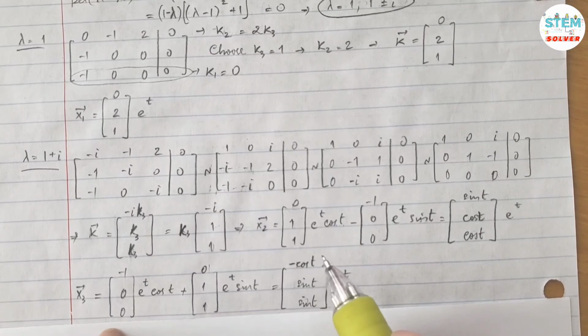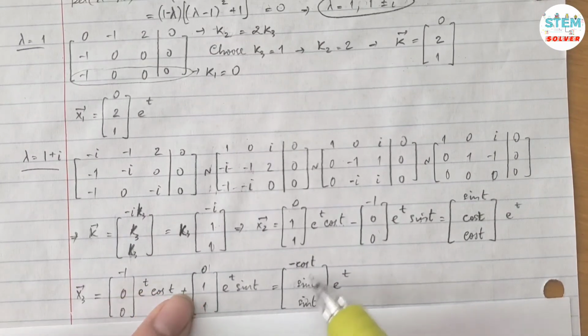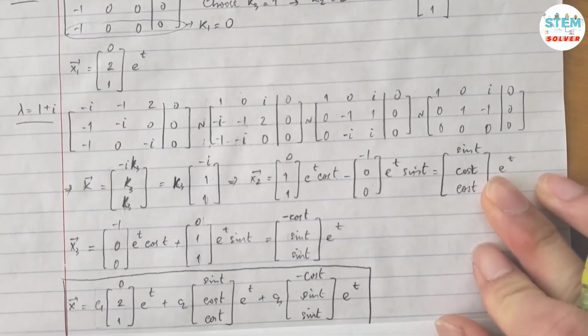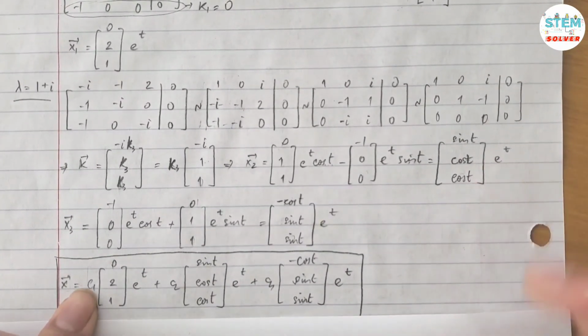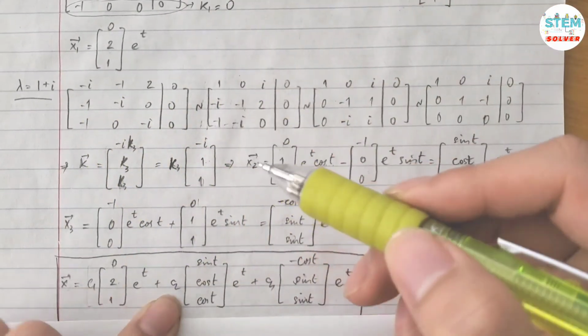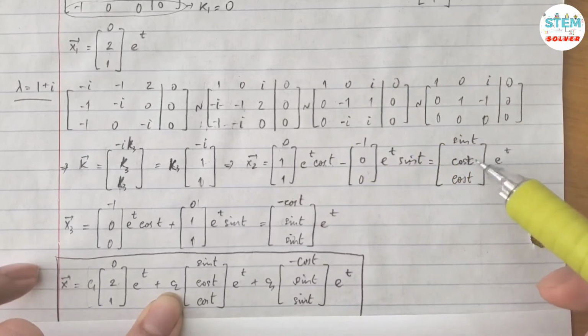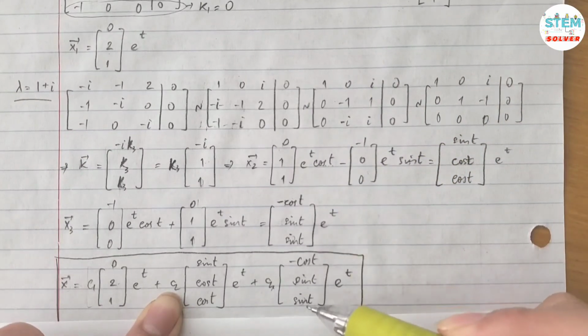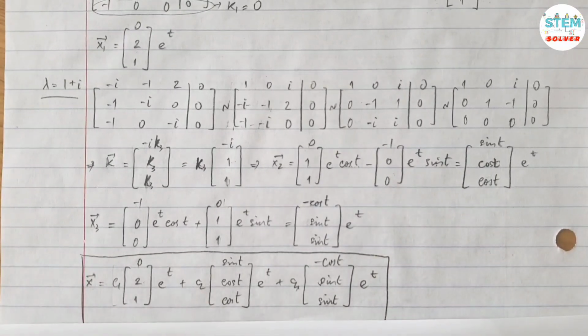And then you can combine them together by distributing this in and then adding them together, which gives you this matrix. Then your final answer is going to be c1 times vector x1, which is this one, plus c2 times vector x2, which is this one, plus c3 times vector x3, which is this one. Okay, hope that makes sense.